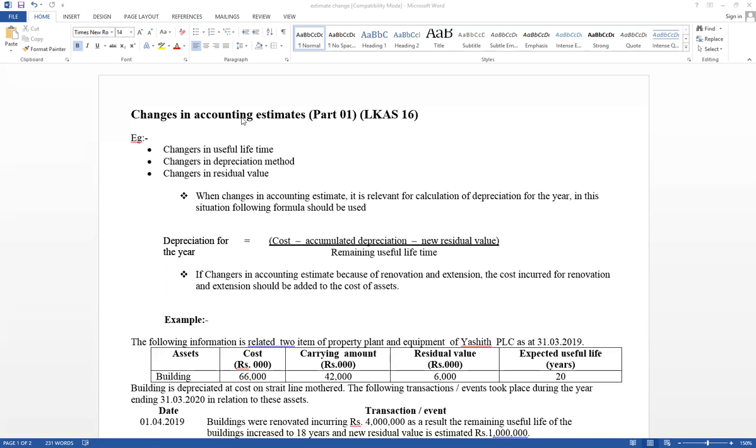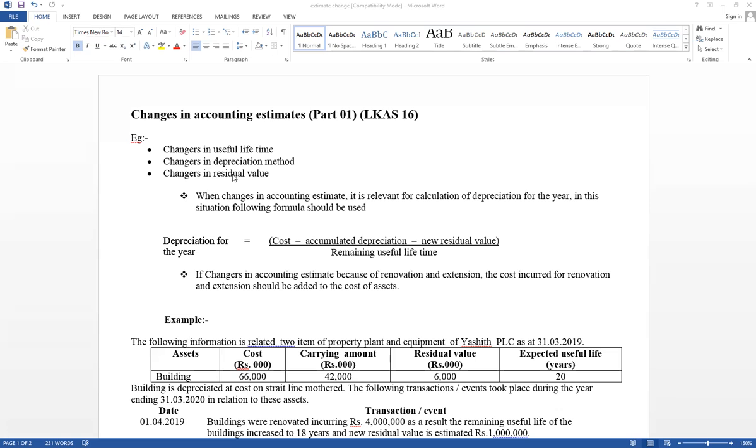Now I am going to discuss LKAS 16 changes in accounting estimates. Already we have discussed disposal adjustment, revaluation adjustment, and exchange adjustment, and this is also relevant for property, plant and equipment, LKAS 16. Think about this one: useful lifetime change, depreciation method change, and residual value change. Those are the changes in accounting estimate relevant for property, plant and equipment.